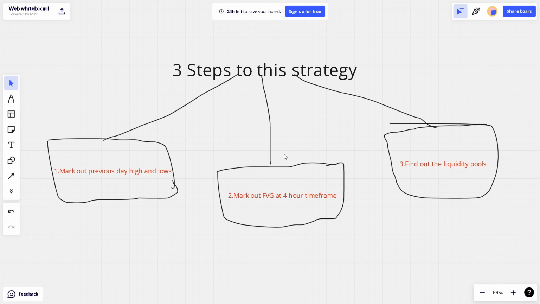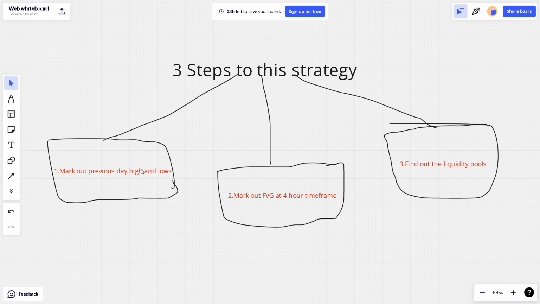Before I show you the strategy, these are the three steps we have to follow before we determine anything, right? Let me first tell you about the three steps, and then we will go to TradingView and implement it in real time. All right, so let's see.